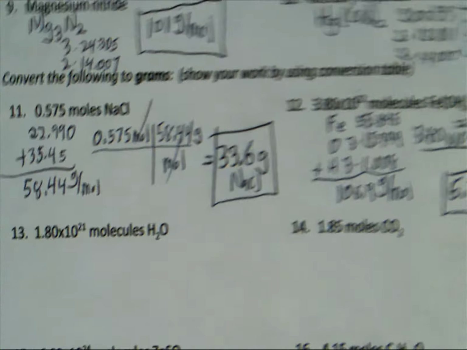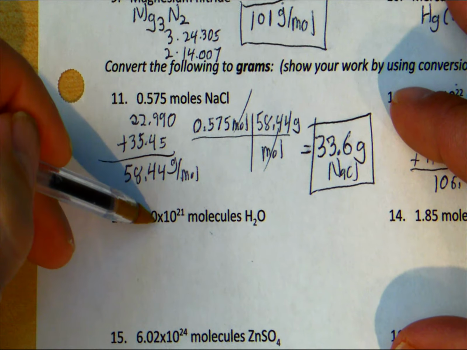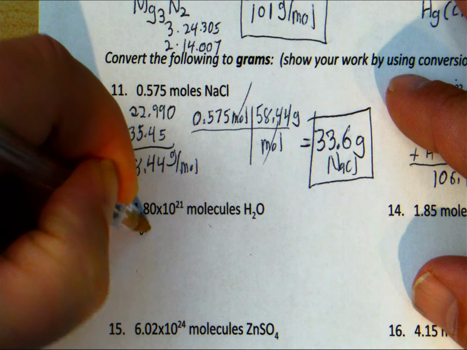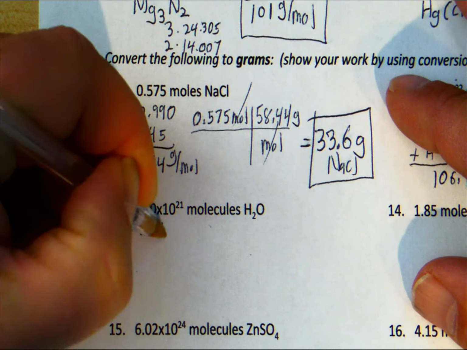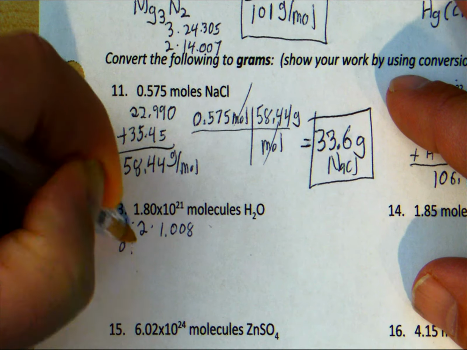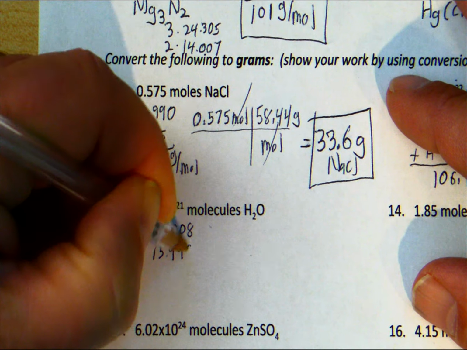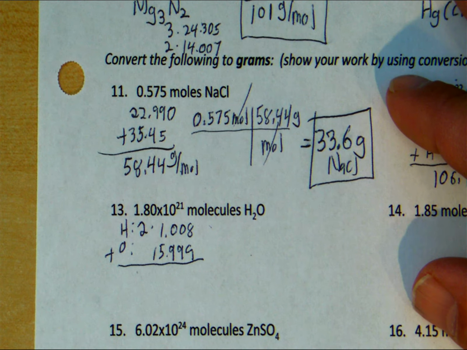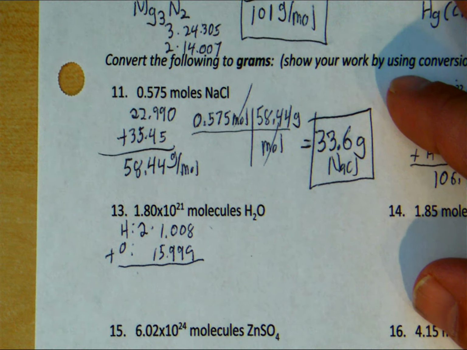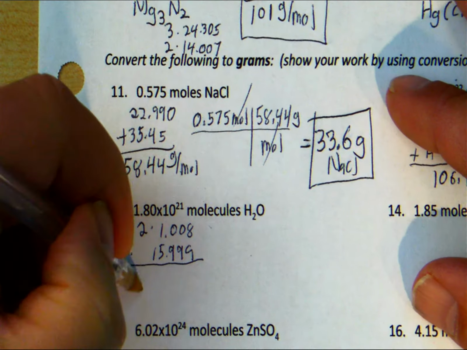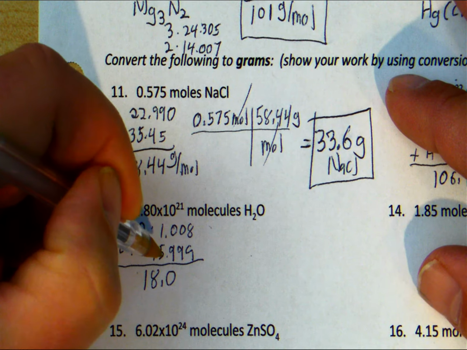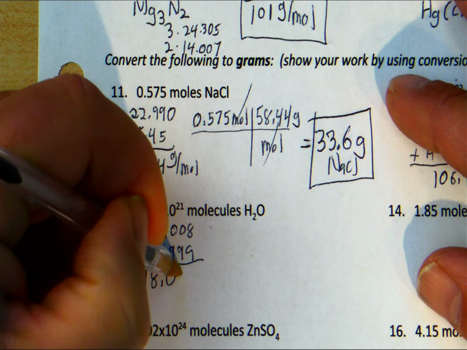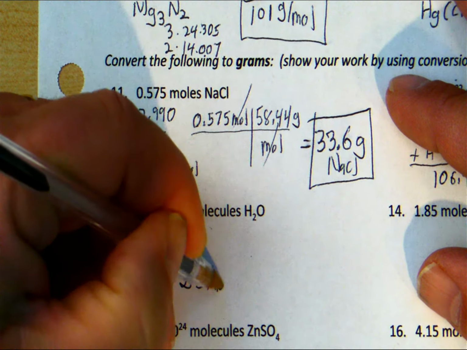Number 13. I have 1.80 times 10 to the 21st molecules of water, H2O. Well, water is 2 hydrogens, 2 times 1.008, and then for the oxygen, it's 15.999. When I add them together, 2 times 1.008 plus 15.999, enter, I get 18.02. I guess to 4 sig figs, I'll just round it to 18.02 grams per mole.